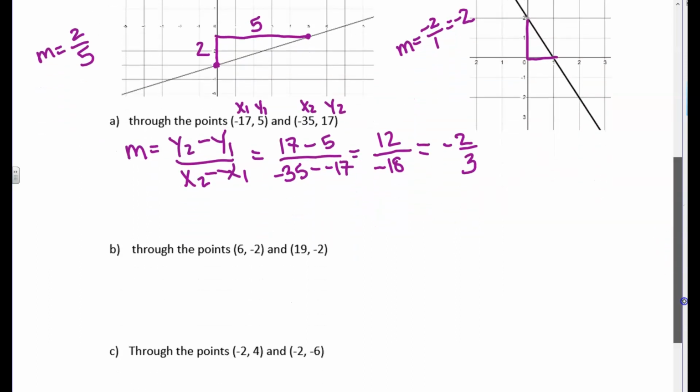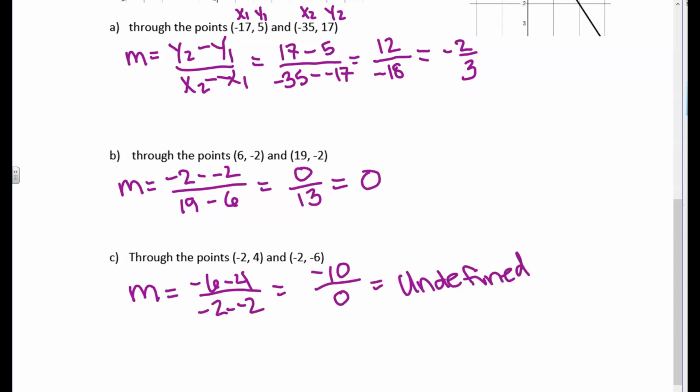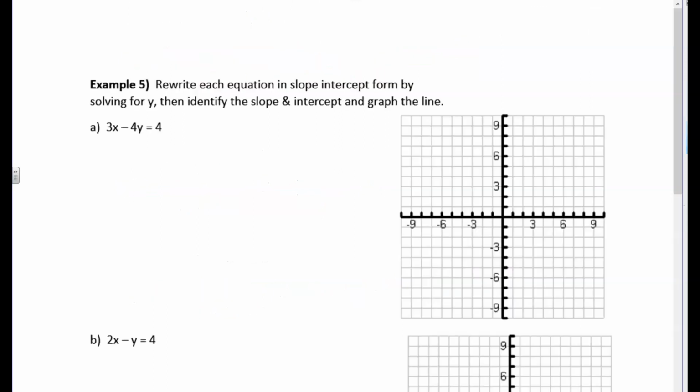All right, let's take a look at this guy through the points (6, -2) and (19, -2). Take a minute, guys, and solve that one on your own. And when we plug that in, we get 0 over 13, which equals 0. That means, guys, that this would be a perfectly horizontal line if we graphed it. All right, now take a look at C and tell me what you get on C. And you should get that your slope here is undefined. All right, let's go on to the next page.